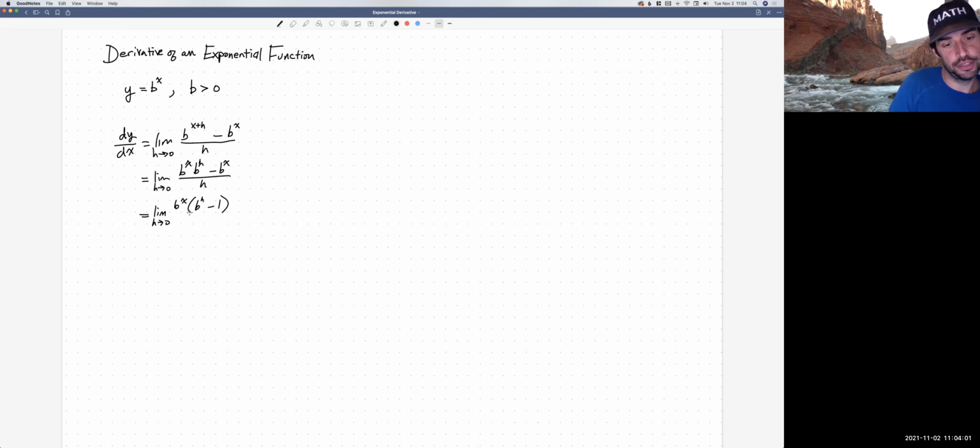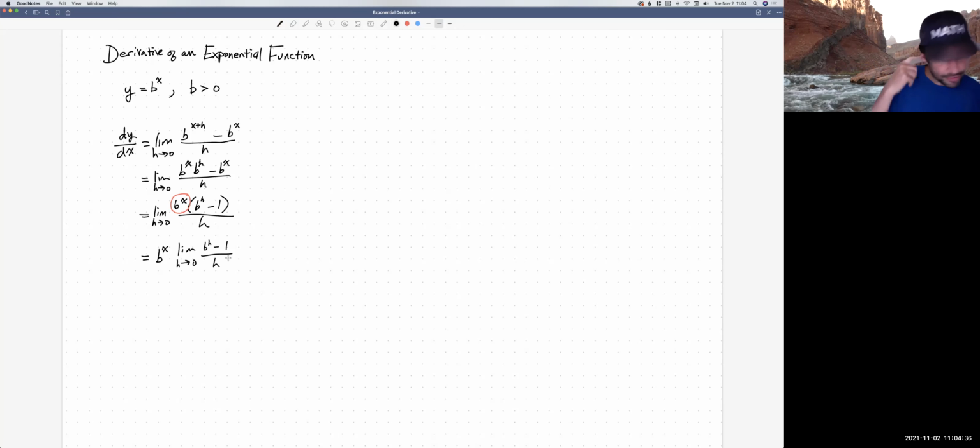So now this limit is asking us what happens to this thing as h gets smaller and smaller, right? Well, this first factor in the numerator, b to the x, changing h doesn't do anything to it. x is some number, b is a number. h changing doesn't change those numbers. As far as this limit's concerned, that thing's a constant. And so we can pull that to the front. And we're left with this limit here, okay?